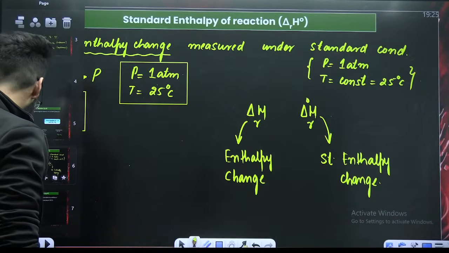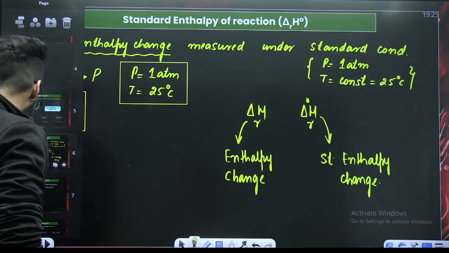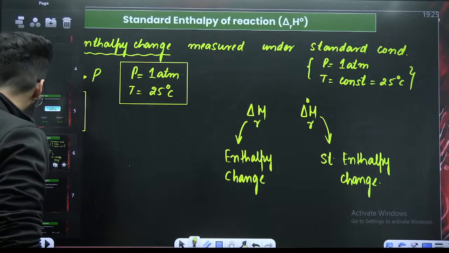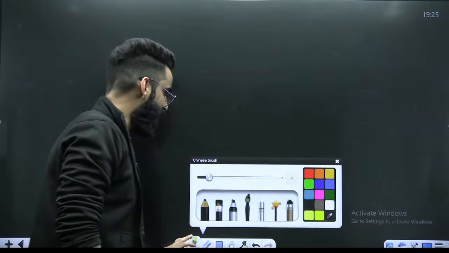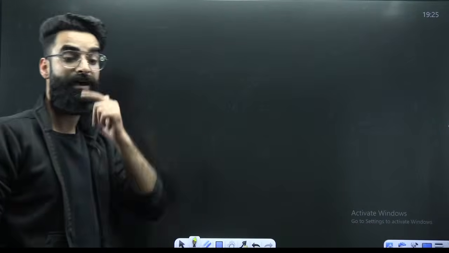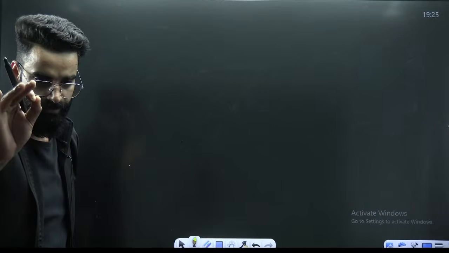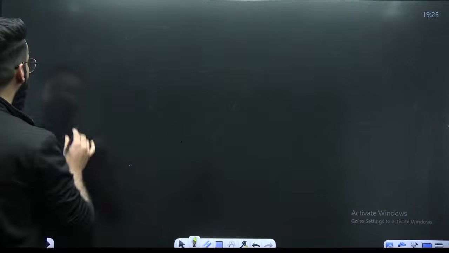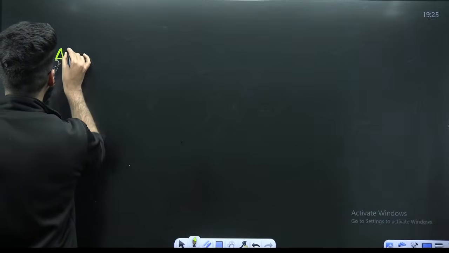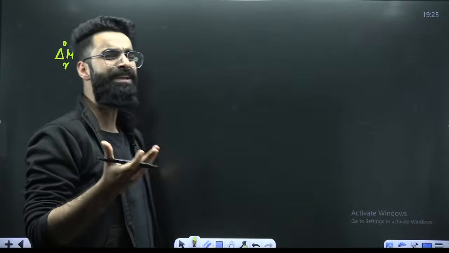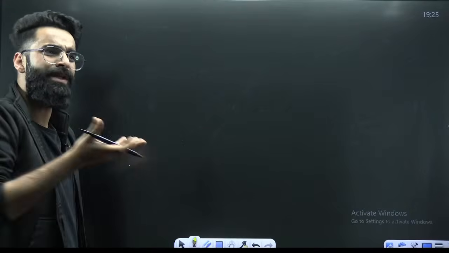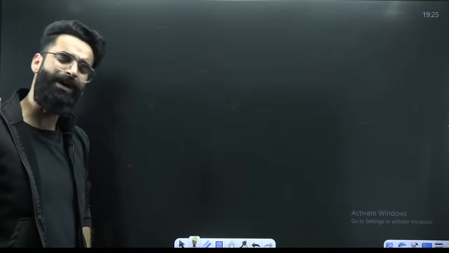Now, people, if this is clear to everyone, then let me tell you something very, very important. You need to remember and understand that one by one. Try to understand, people. Standard enthalpy of the reaction is the amount of heat absorbed or released during a chemical reaction which is carried out under standard conditions.